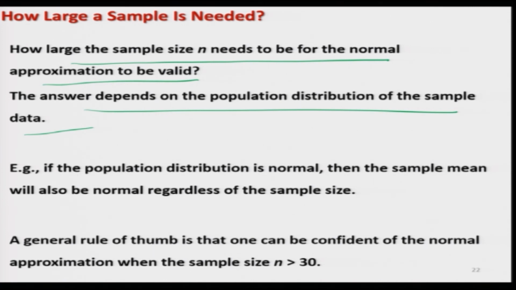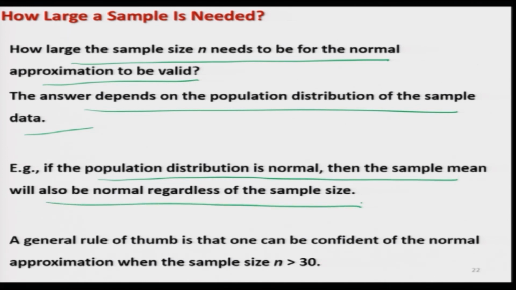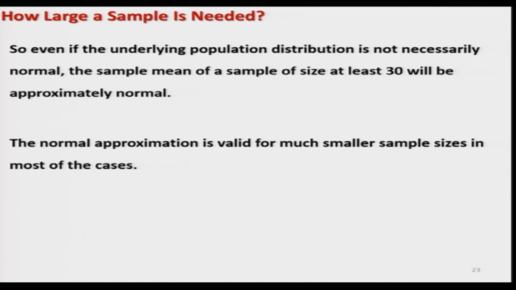So, for example, if the population distribution is normal, then the sample mean will also be normal regardless of the sample size, so there is no issue. A general rule of thumb is that one can be confident of the normal approximation when the sample size n is greater than 30. The reason will become clearer as we move forward, but do you remember the discussion in the T distribution lecture? Try to think about it.